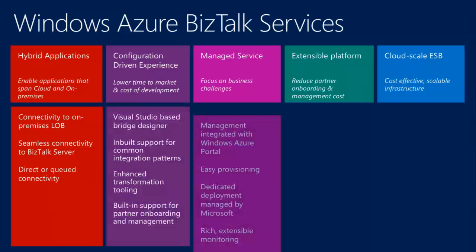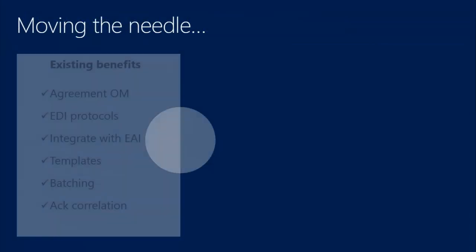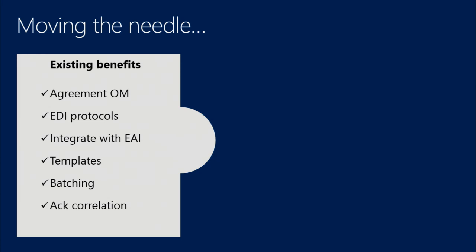So this highlights some of the capabilities of BizTalk services, the different pillars that we support, we've newly added, and Sriram and Javed have already spoken about it, so I'll skip through this. What we will see is, with a whole set of features, how are we moving the needle for B2B, right? So what we have is a set of existing benefits on the server today. So you have agreement OM, you have protocols, you can integrate with for EDI processing, there are agreement templates, batching, correlation, and so on. There's a truckload of features that are already shipping with server today.